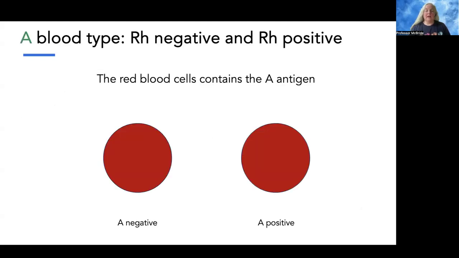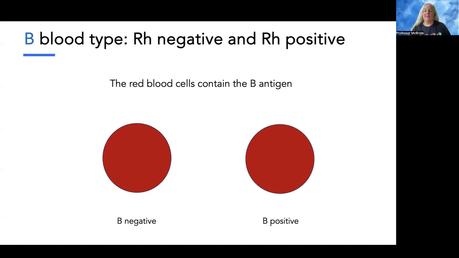When we think about different blood types, we're thinking about the antigen that is on the red blood cell. So for the A blood type, we have an A antigen on the red blood cell. If the A antigen is on the red blood cell and there is no Rh factor on the red blood cell, they are A negative. If they have the A antigen and they have the Rh factor D protein, they are A positive.